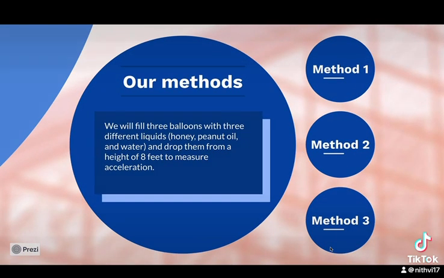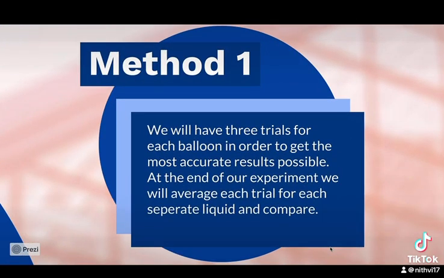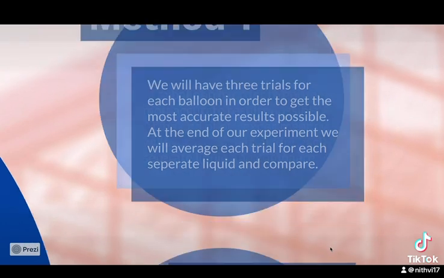For our methods, we will fill 3 balloons with 3 different liquids, honey, peanut oil, and water, and drop them from a height of 8 feet to measure acceleration. We will have 3 trials for each balloon in order to get the most accurate results possible. At the end of our experiment, we will average each trial for each separate liquid and compare.